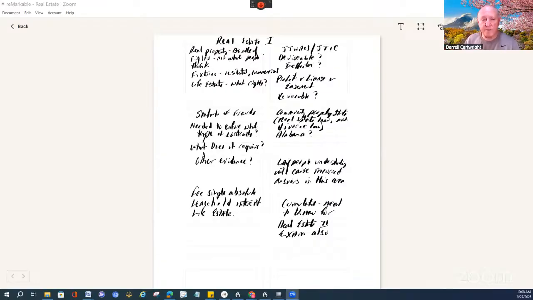There are some states, I don't recall, maybe a dozen states or so, that are community property states in the United States. One of them is Louisiana. That's the closest one to us. Alabama is not one of those. What happens if you own property in a community property state and then you move to Alabama? Does it change? You need to know that.